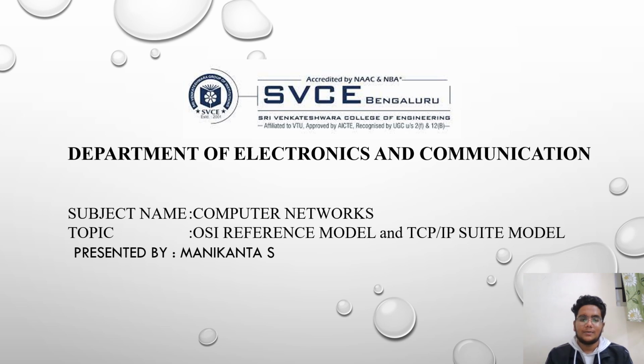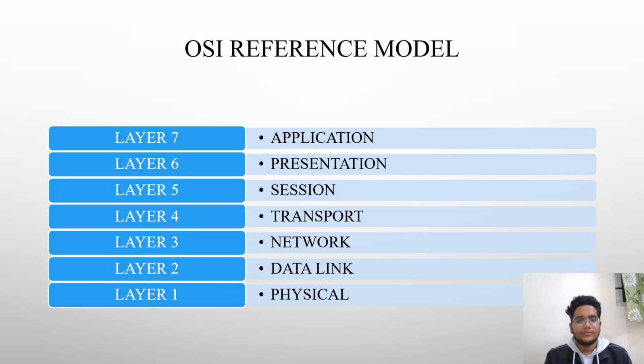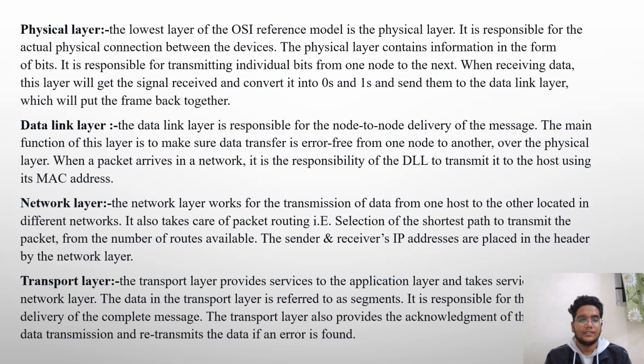So I'm going to discuss the topic OSI reference model and TCP/IP suite model, which comes under the course Computer Networks. The OSI reference model has 7 layers, which are application, presentation, session, transport, network, data link, and physical layers.